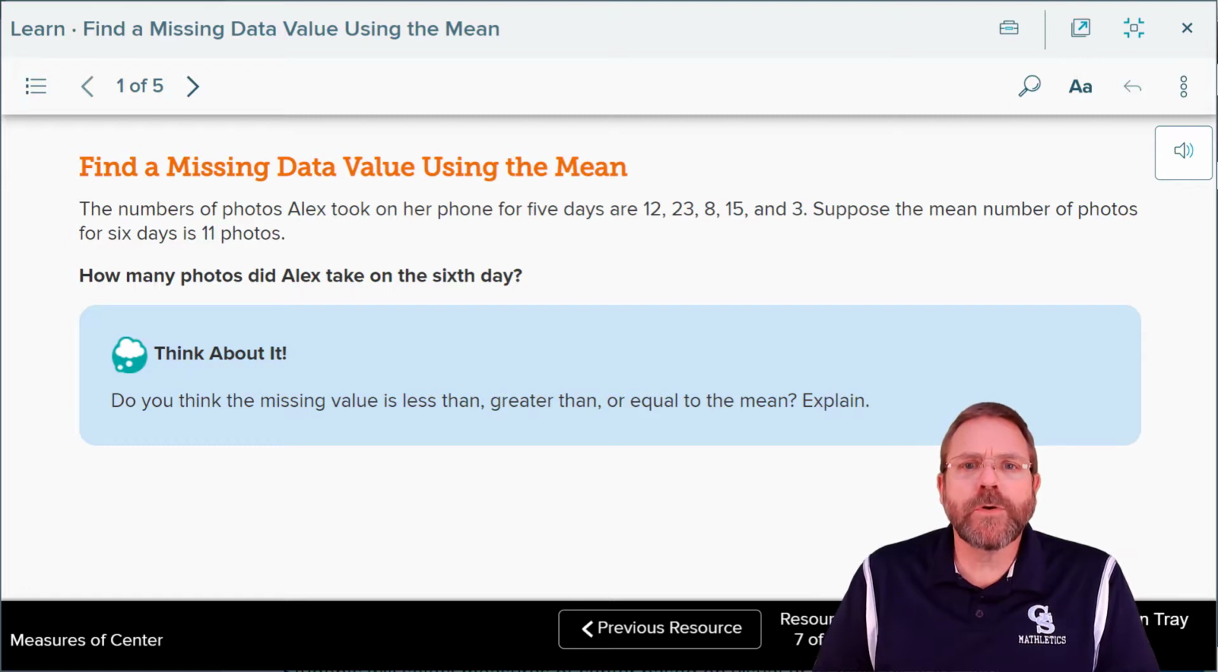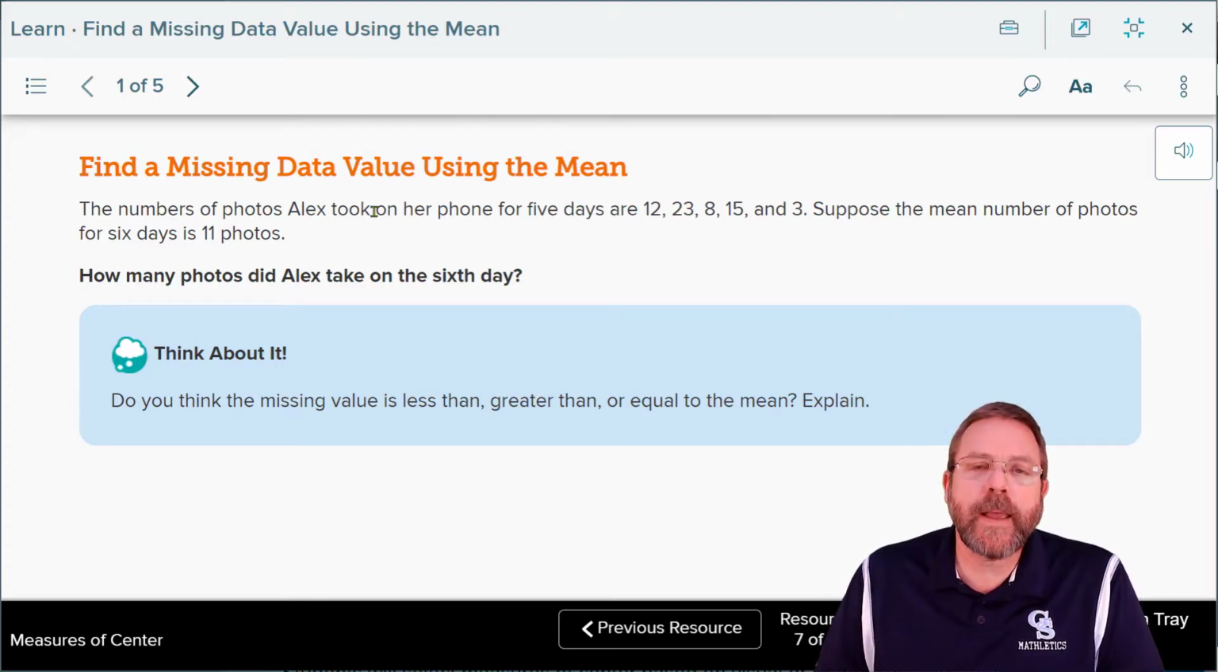Welcome back to part 2 of Module 10, Lesson 3, where we're looking at measures of center, also known as measures of central tendency. Now, when we left off, we had completed Resource 7, where we looked at Alex's 6-day trip, where he took an average of 11 pictures a day. Does that ring a bell to you?